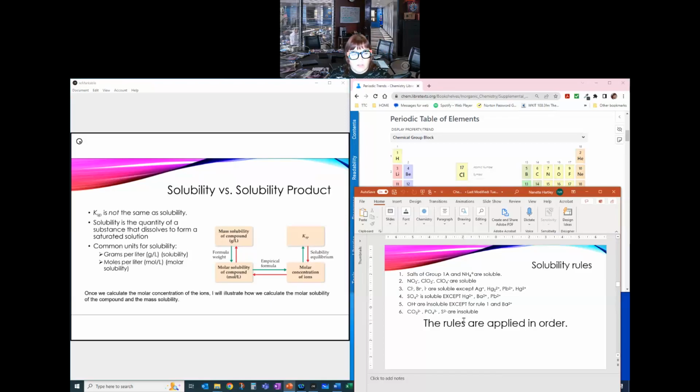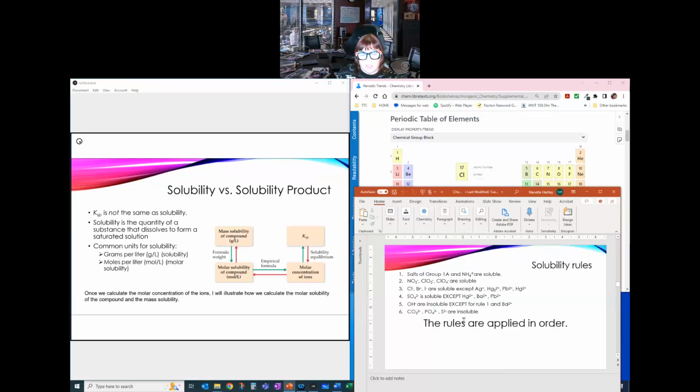Solubility is the quantity of a substance that dissolves to form a saturated solution. Common units for solubility are grams per liter or moles per liter, which is the molar solubility, right? KSP is our solubility product constant, an equilibrium constant. So those are two different things.